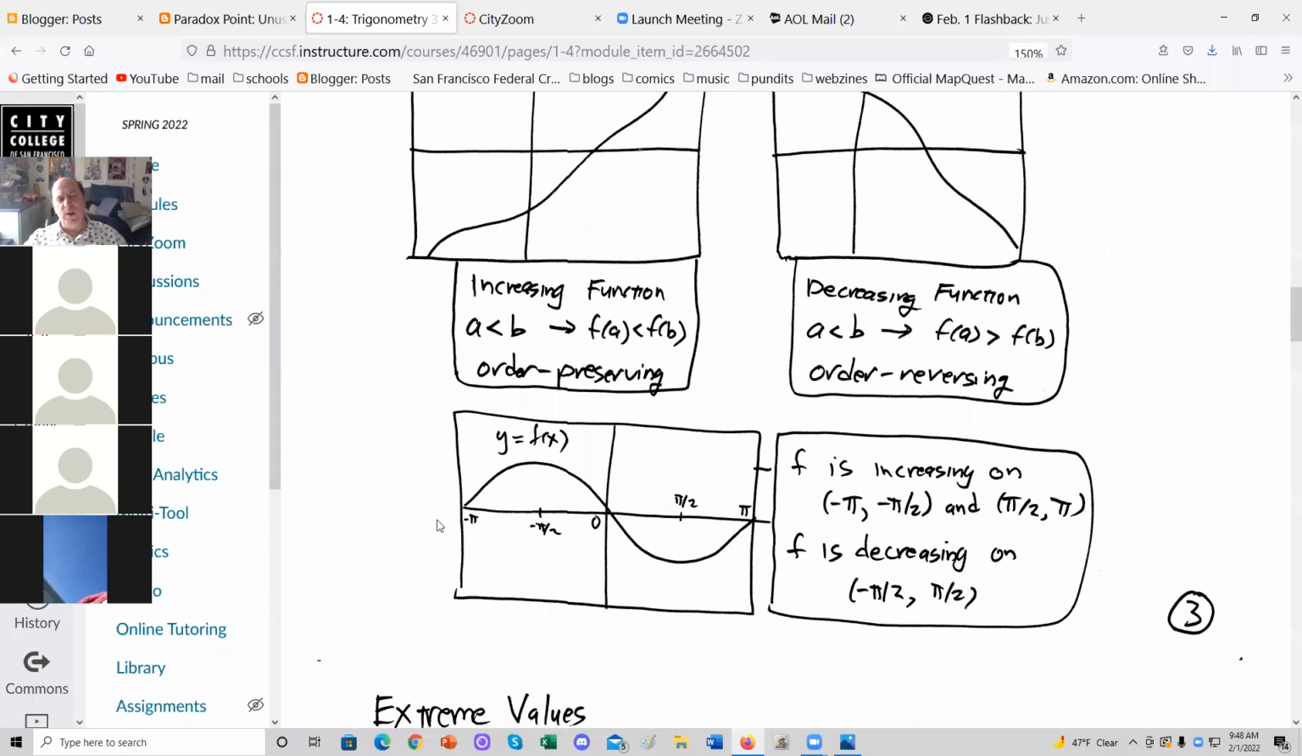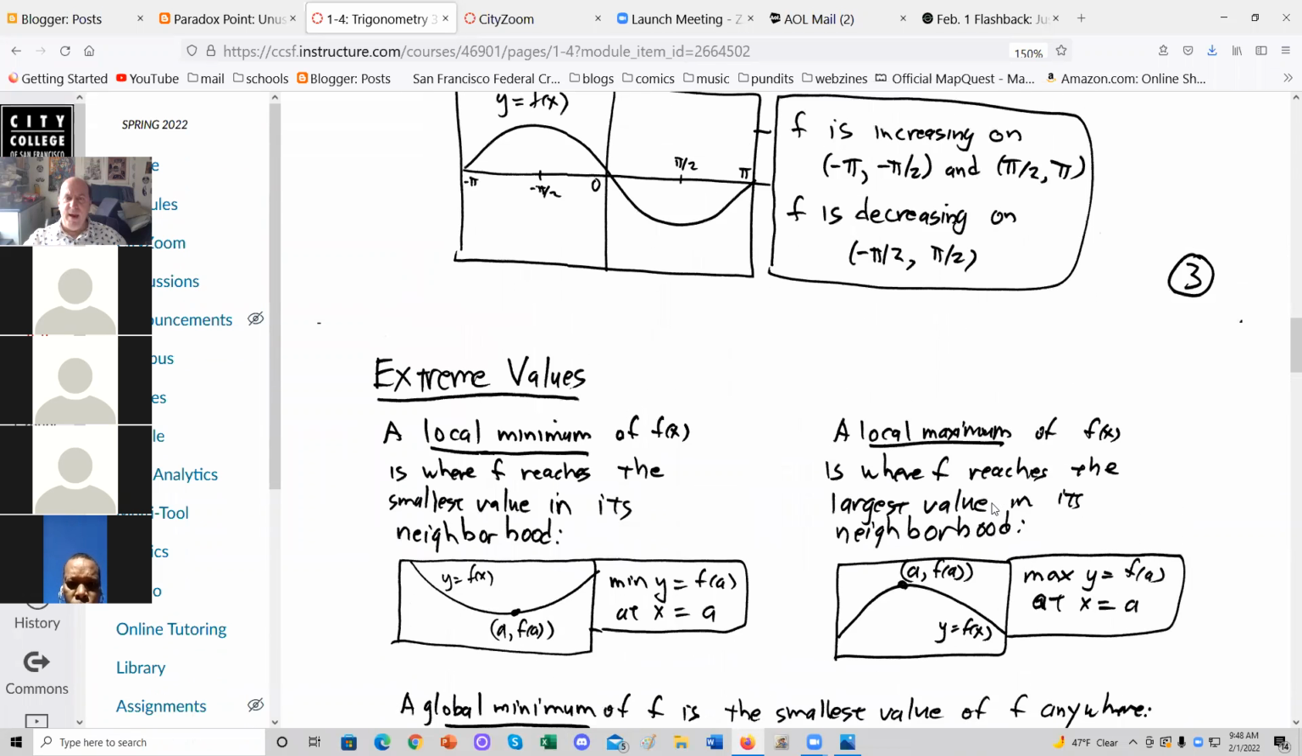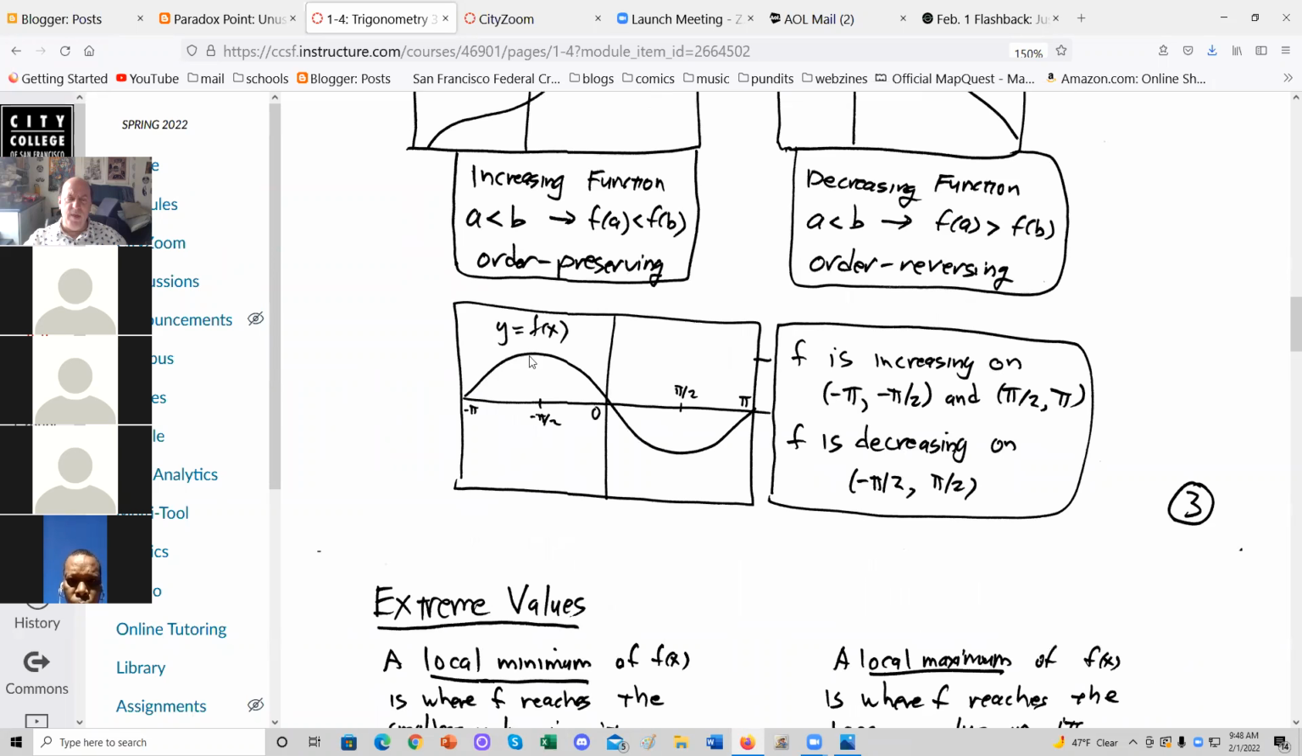Here we have a graph which increases for a while, then decreases for a while, then increases for a while. It's increasing for x between negative pi and negative pi halves, also for x between pi halves and pi. And f is decreasing on the interval from minus pi halves to positive pi halves. Now, this thing increases for a while, then stops for a moment, then decreases for a while, and stops for a moment, and increases. So this point here is a local maximum. It's the biggest it is in its neighborhood. Here is a local minimum. f is the smallest it's going to be in that neighborhood.